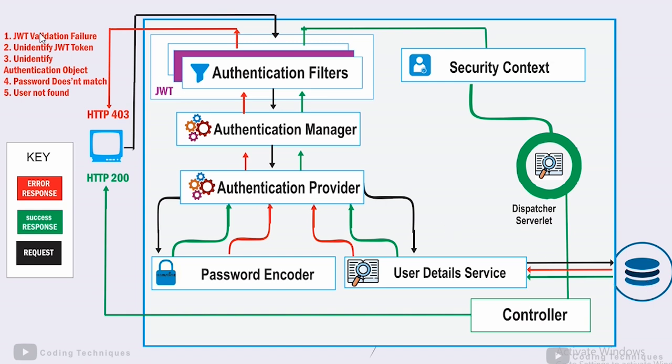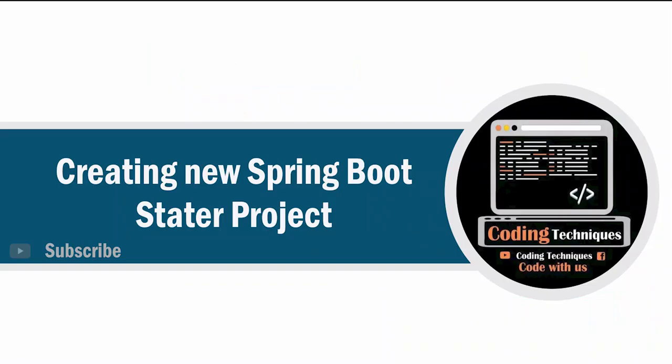So this is how I designed this. If it is a success, assuming we find the user in the database, it will return and store the user details in the security context, called by the dispatcher servlet. The dispatcher servlet will call the controller, and then from here we have the HTTP 200. So this is the overview of the architecture of our security implementation that we will build together.